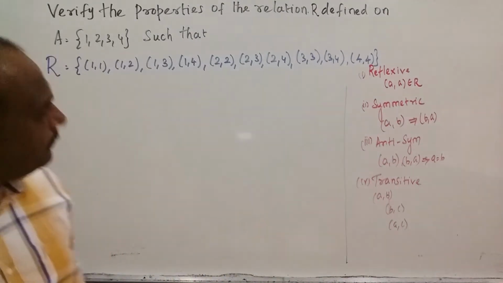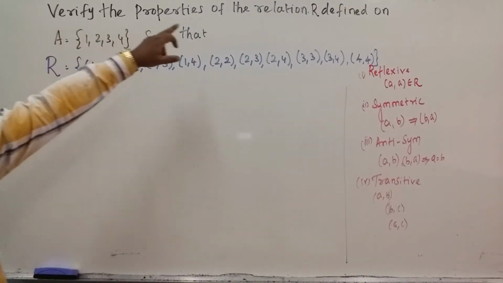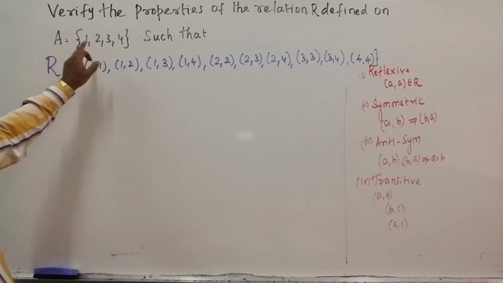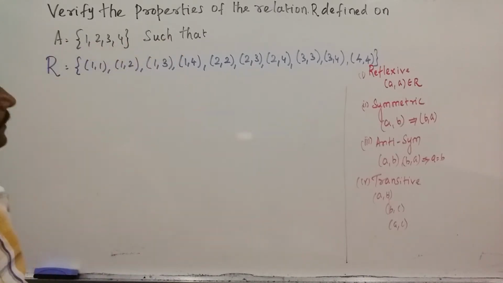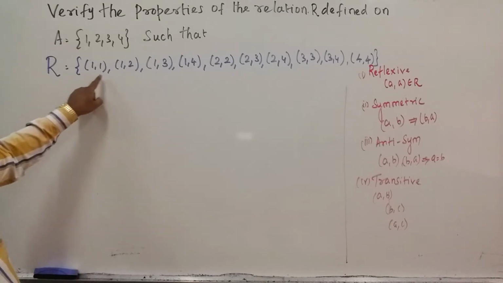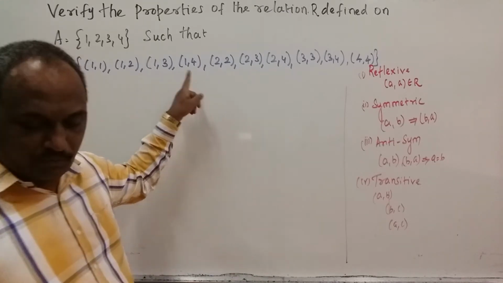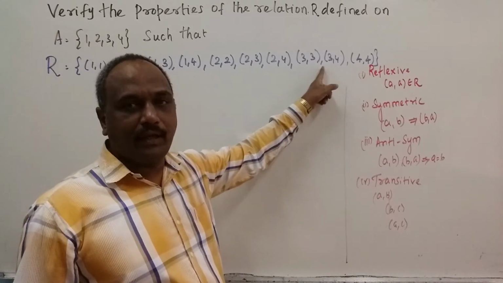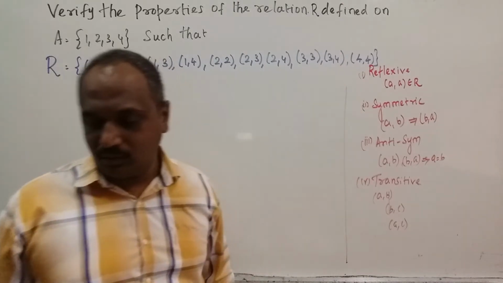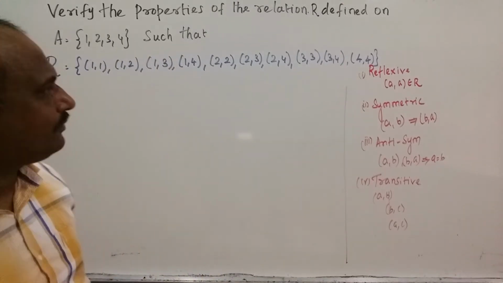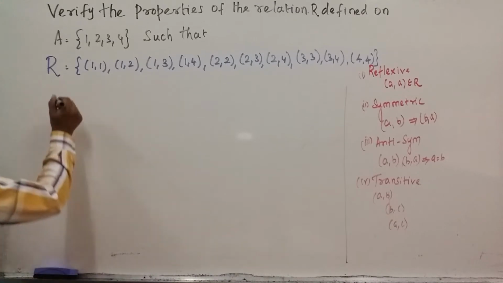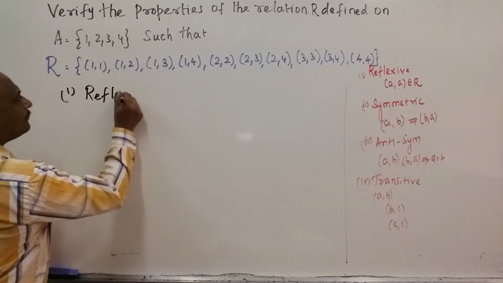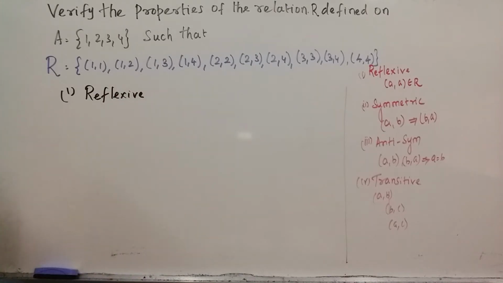For example, verify the properties of the relation defined on A = {1, 2, 3, 4} such that R = {(1,1), (1,2), (1,3), (1,4), (2,2), (3,2), (4,3), (3,3), (4,4)}. I am going to start from the first property. The first property is reflexive.